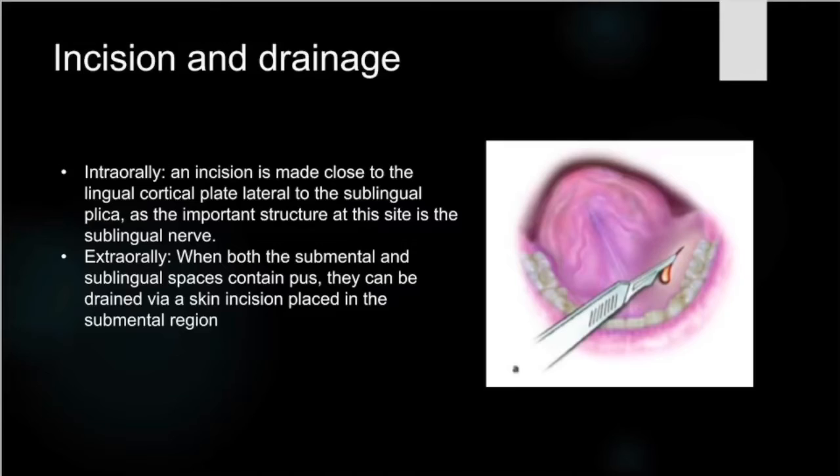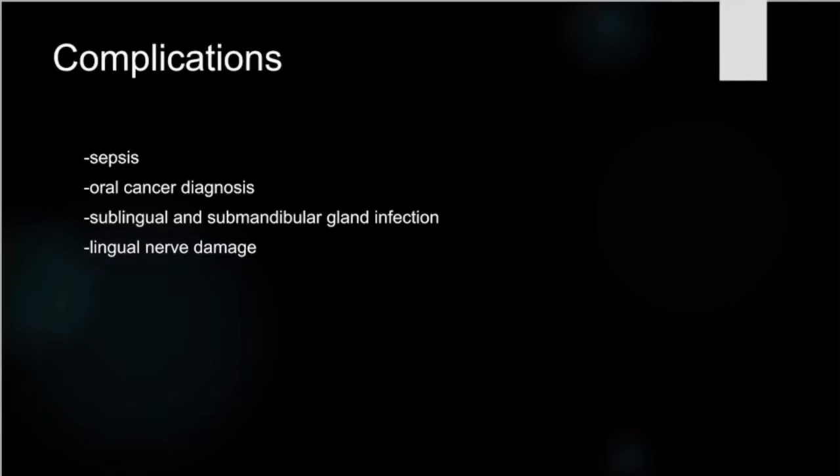Extraorally, when both the submental and sublingual spaces contain pus, they can be drained via a skin incision placed in the submental region, pushing a closed sinus forceps through the mylohyoid muscle. The infection can be complicated into sepsis, oral cancer diagnosis, sublingual and submandibular gland infections, and lingual nerve damage during incision.